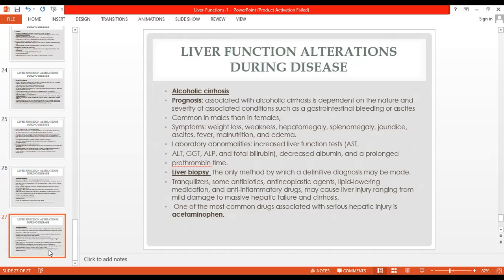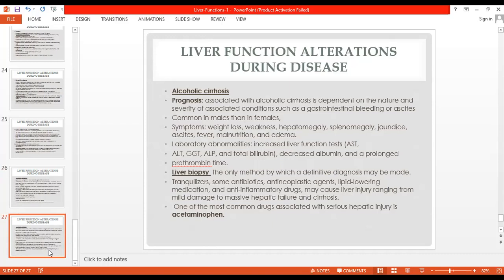This condition appears to be more common in males than in females. The symptoms tend to be non-specific and include weight loss, weakness, hepatomegaly, splenomegaly, jaundice, ascites, fever, malnutrition, and edema. Laboratory abnormalities include increased liver function tests, AST, GGT, ALP, and total bilirubin, decreased albumin, and prolonged prothrombin time. A liver biopsy is the only method by which a definitive diagnosis may be made.